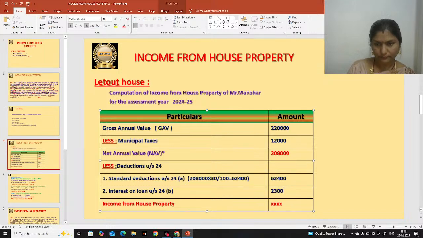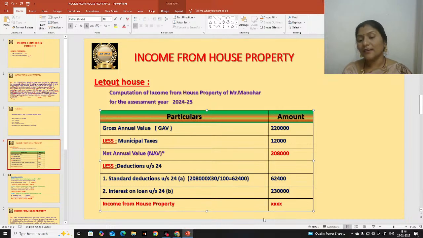And now what do we have to do? We have to calculate it. Here, if you observe, NAV, net annual value, is 2,08,000, and there are these two deductions. First deduction is standard deduction, that is 62,400, plus interest on loan, 2,30,000. The two deductions total 2,92,400. So here we can observe that 2,92,400 is more than NAV.